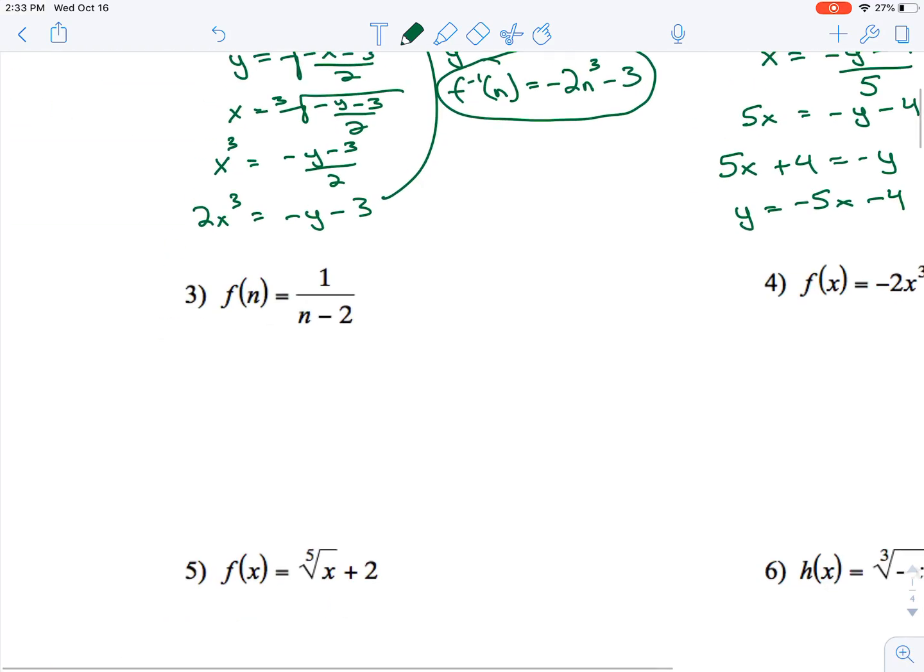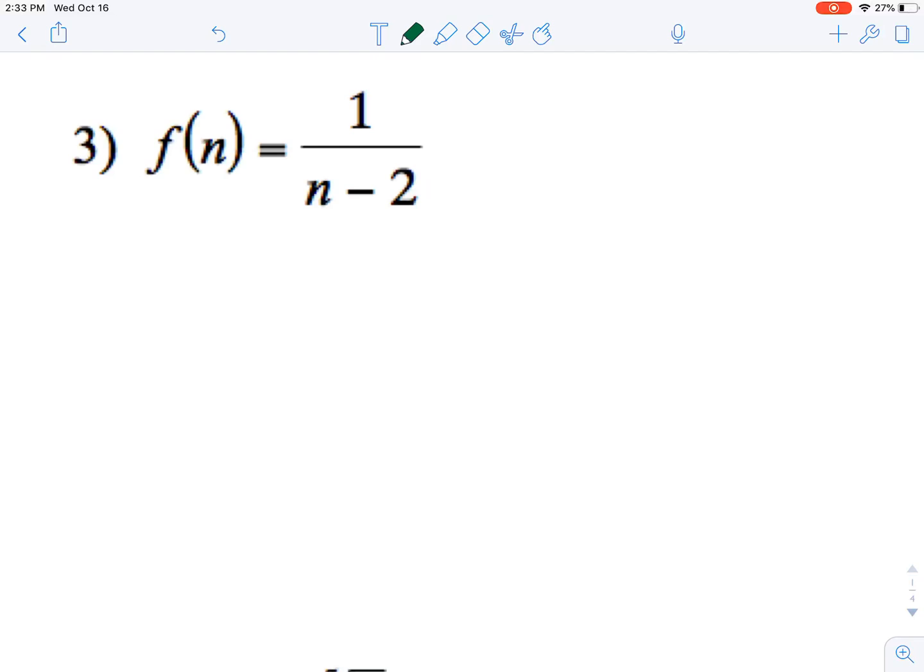Okay, going on to 3. I'm going to have y equals 1 over x minus 2. And then, of course, I switch those. Now, this is a tough problem.